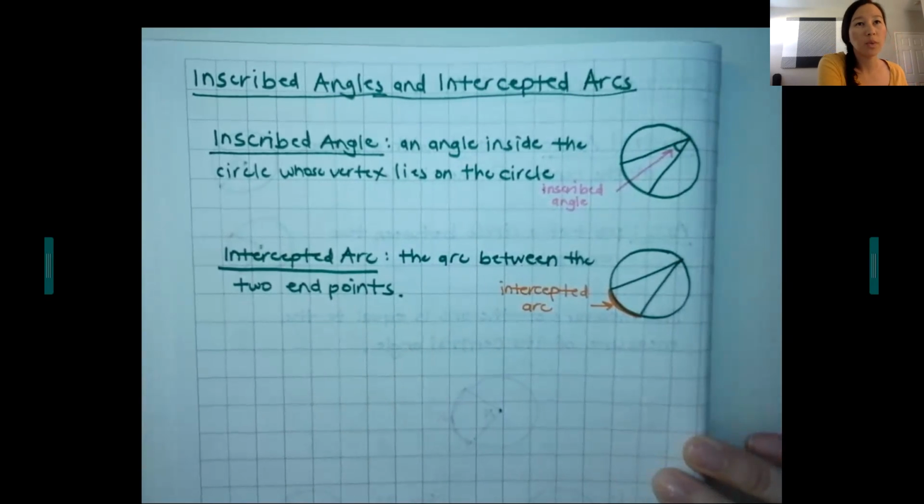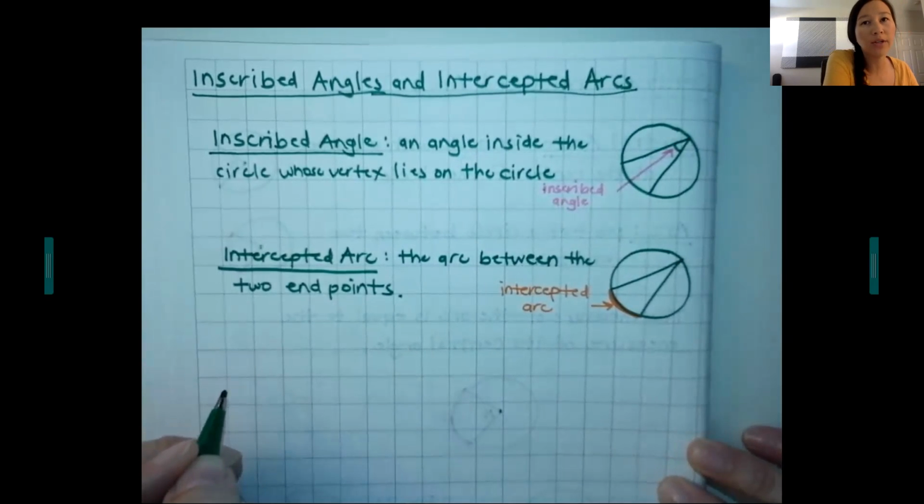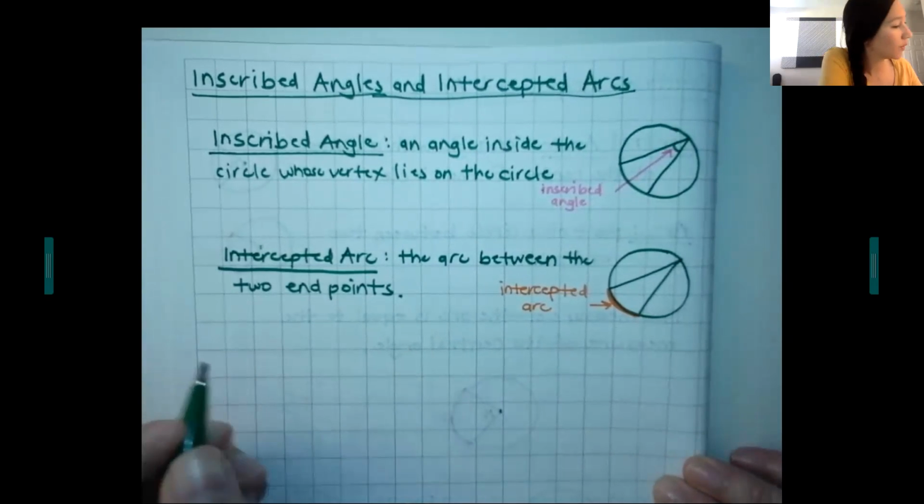And the relationship between inscribed angles and the intercepted arc is that the measure of an intercepted arc is 2 times the measure of its inscribed angle.